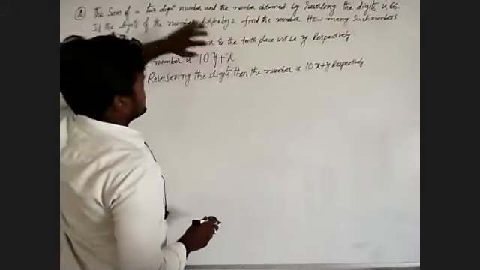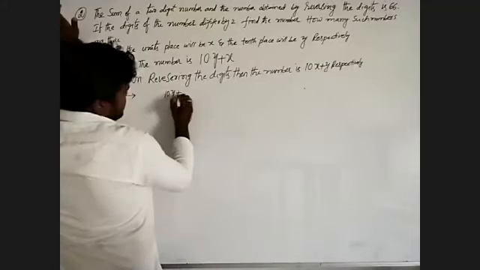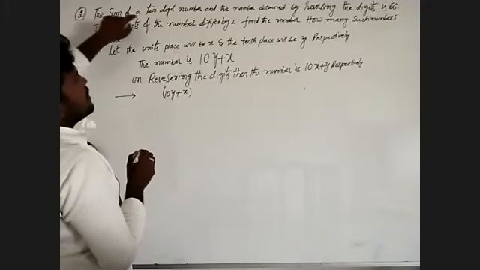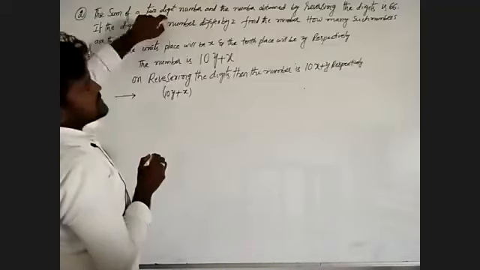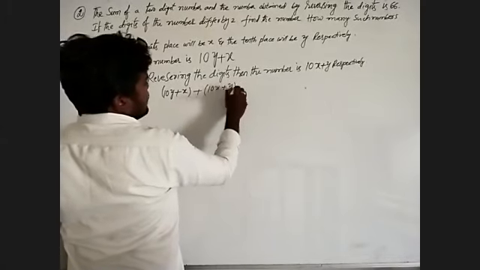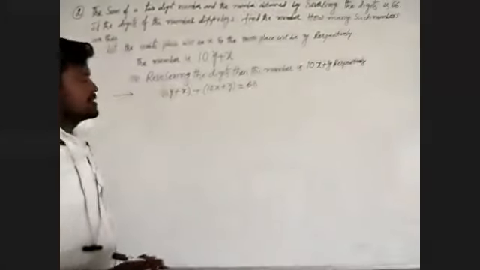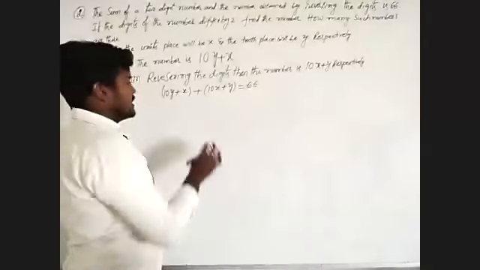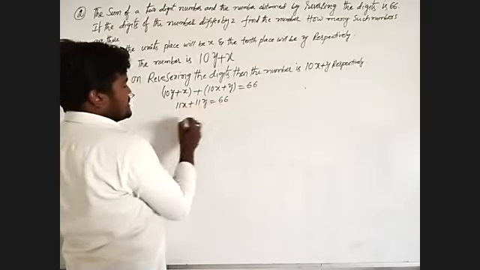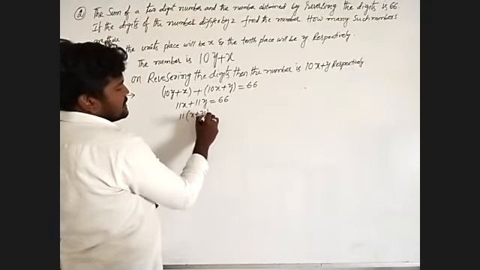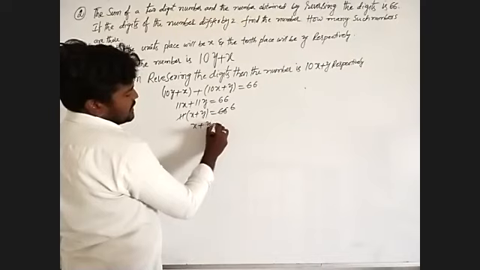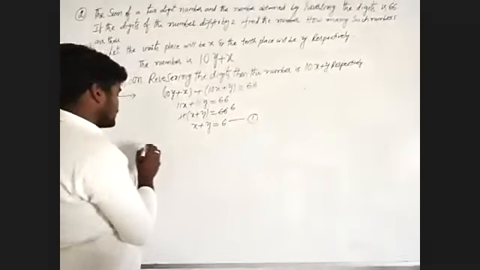That means the first given number is 10y plus x. Using the given statement, the sum of the two-digit number and the reversed number, we take 10x plus y, and the value is 66. That means 10y plus y becomes 11y, x plus 10x is equal to 11x. 11x plus 11y becomes 66. Where 11 is common, 11 times x plus y is equal to 66. 11 ones are 11, 11 sixes are 66. That becomes x plus y is equal to 6. This is equation number 1.